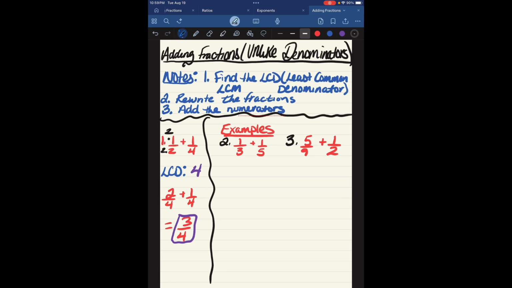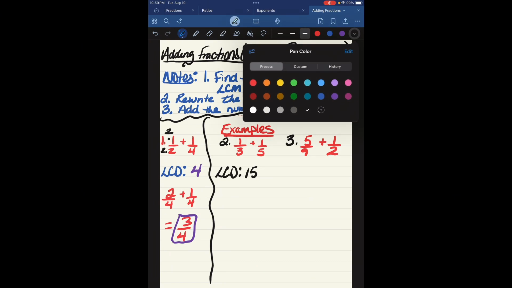All right, number 2. So we got 1/3 plus 1/5. So the LCD between 3 and 5 is 15. And let me show you how we got 15 as our LCD real quick. A little mini lesson, okay? Let me change the color real quick.